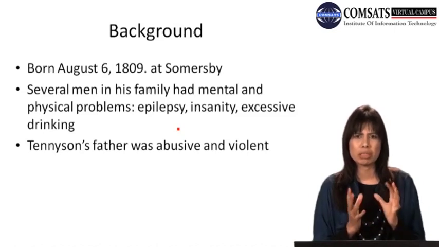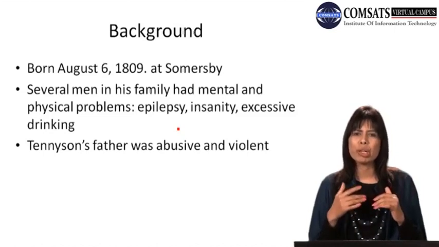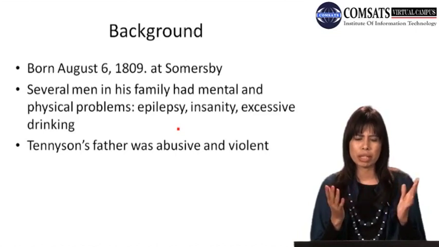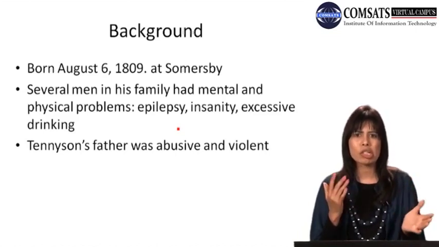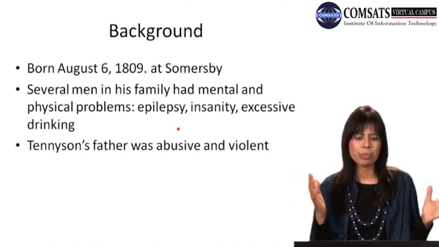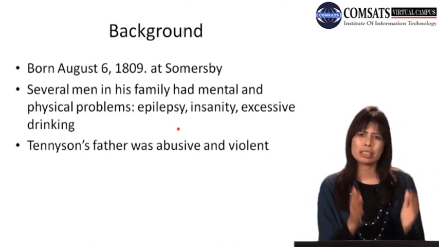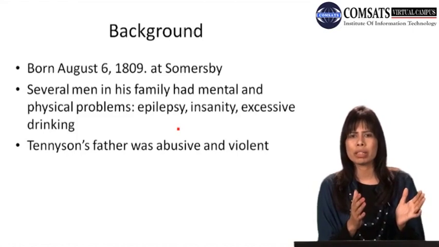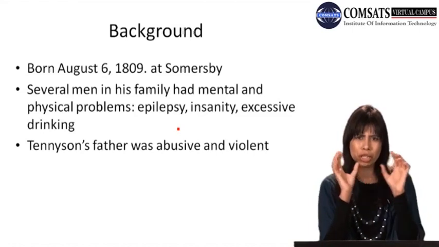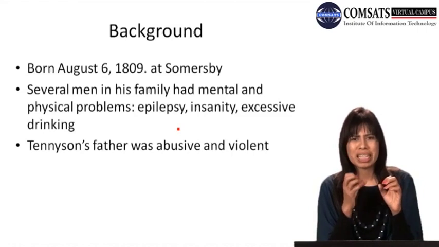So my dear students, this is the background of Tennyson, and you could see many of his family members were suffering from mental diseases, for example epilepsy, insanity, and excessive drinking. These are the problems his family was facing, and his father was also abusive and violent. The point of giving you this background information is that when you analyze his work, you'll have to keep his background in mind. It would be shown through his writings as well.